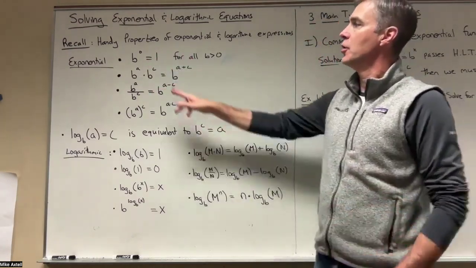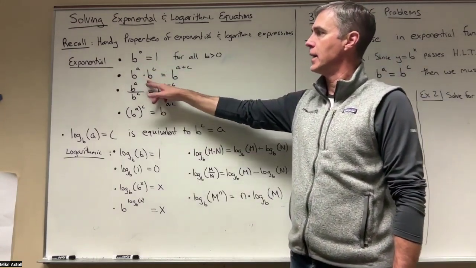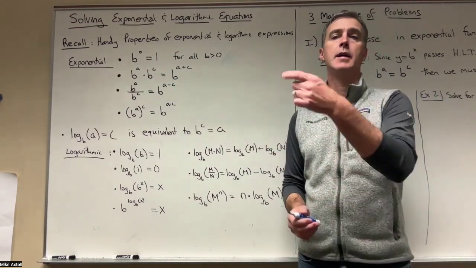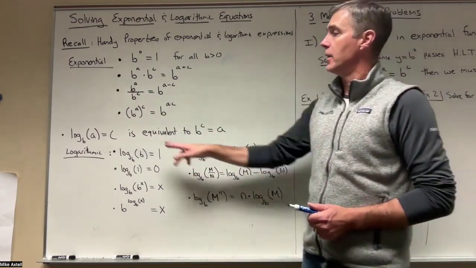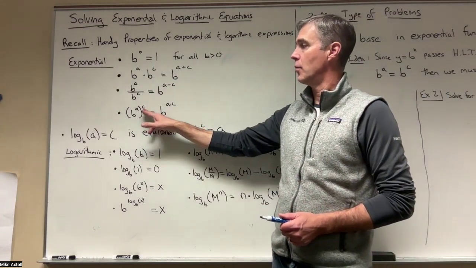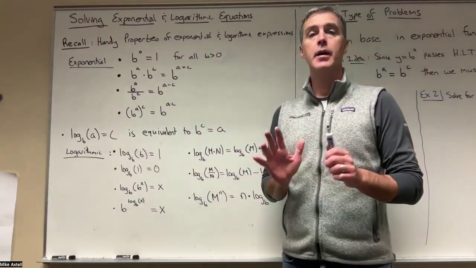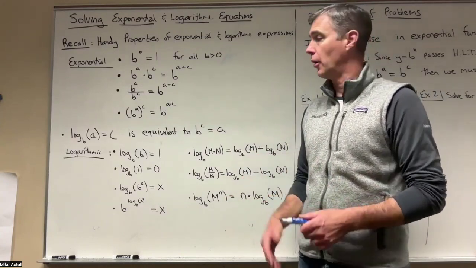But okay, so b raised to the 0 power is 1. If I have b to the a times b to the c, I combine the powers into a single exponential, b to the a plus c. Division works similarly, but with subtraction. And then if I have an exponential function raised to a power, I can multiply the two powers together to combine them. Now, exponentials and logarithms are linked.